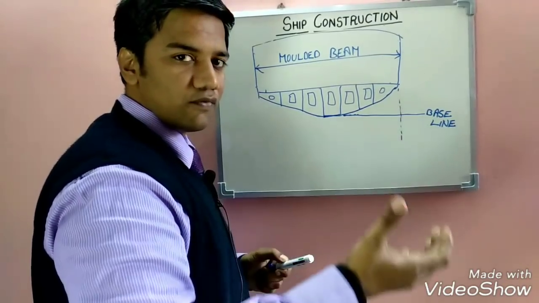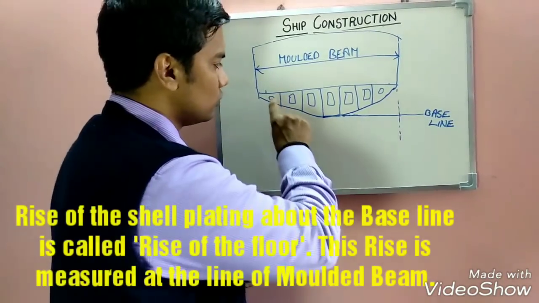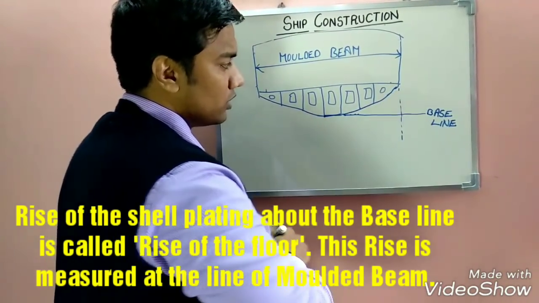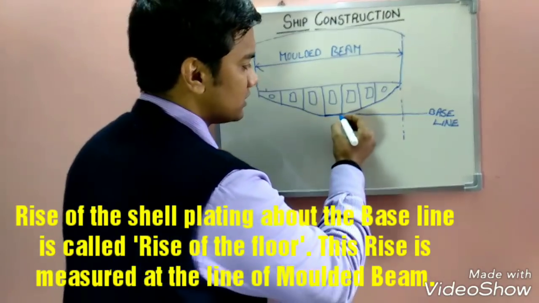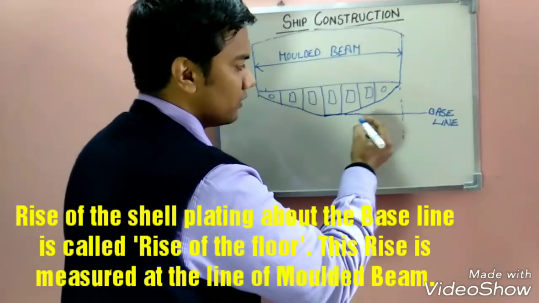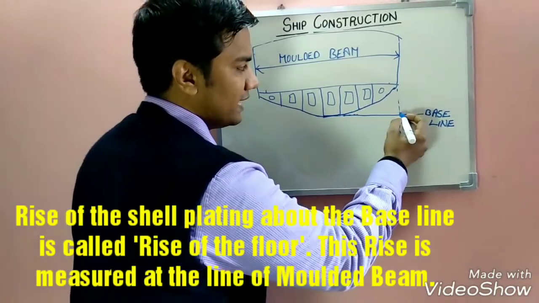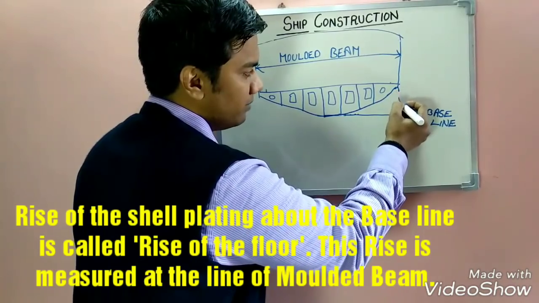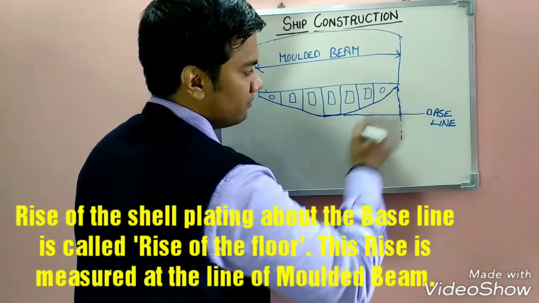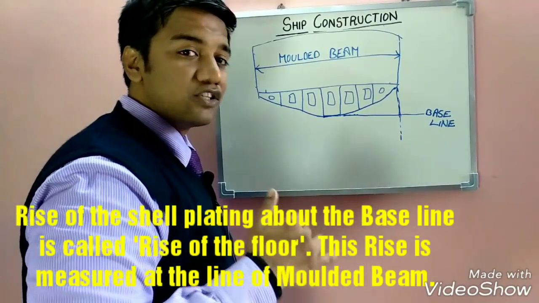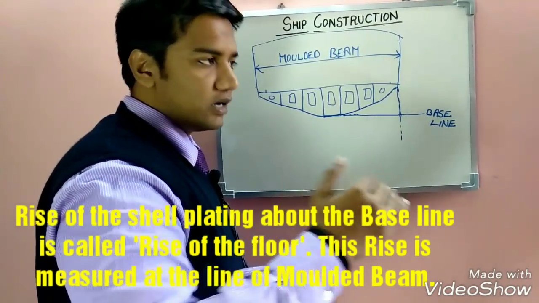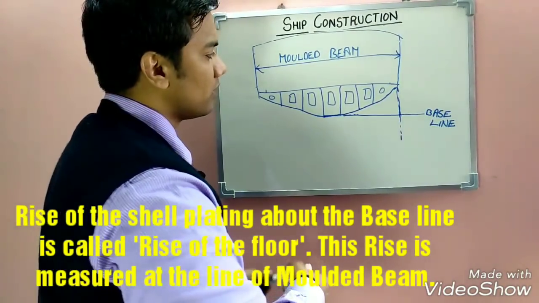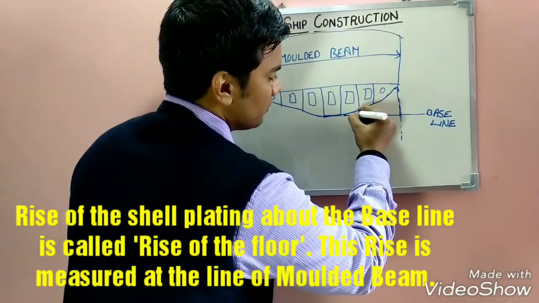And what is rise of the floor? Now, as you know, this is the floor. So this is the rise of the floor. Rise of the floor is calculated between the baseline and the line which is drawn from the molded beam, the reference line from the molded beam. So, rise of the floor is the rise of the shell plating above the baseline, and it is calculated till the reference line, which is your molded beam. So this is your rise of the floor.